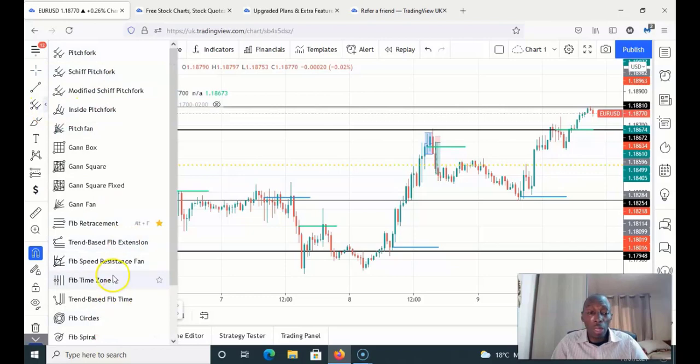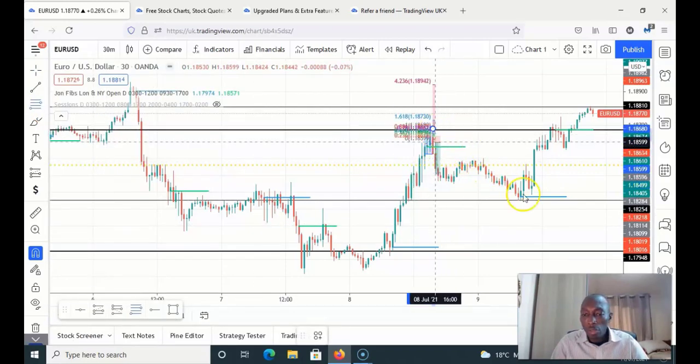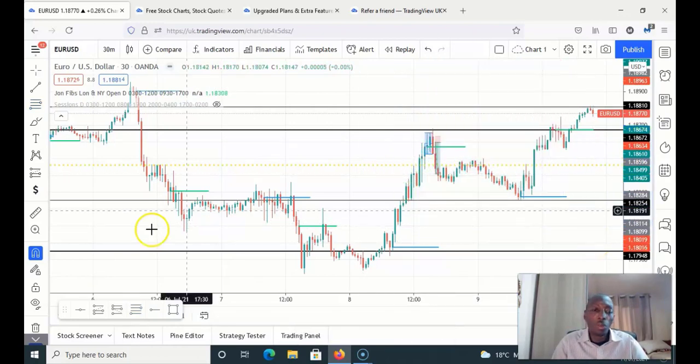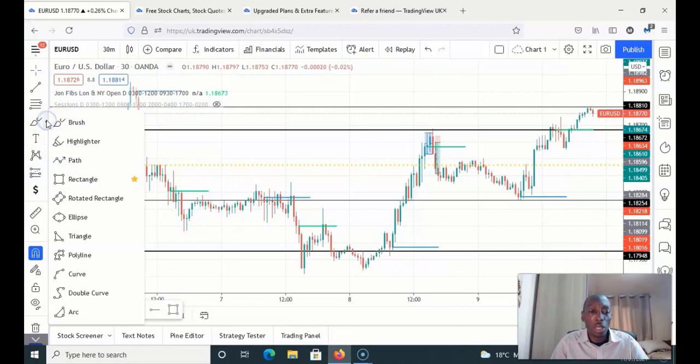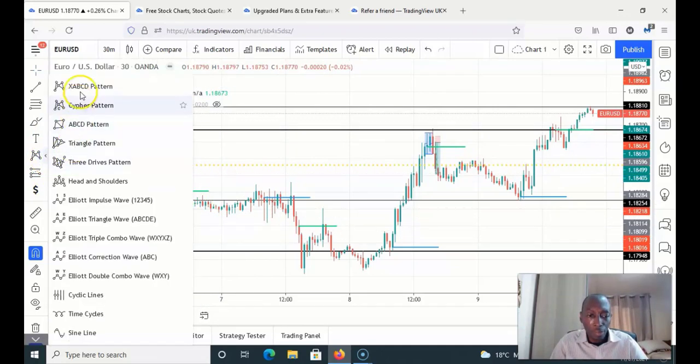All this stuff as well, Fibonacci, so you want to use a fib. Use a Fibonacci, draw it straight onto the chart like that. You can do all that sort of stuff. Here you can use a highlighter, rectangle boxes, everything you want here. Text, if you want to write on your chart, price labels, balloons, different patterns again. This is Elliott wave charts and stuff like that.